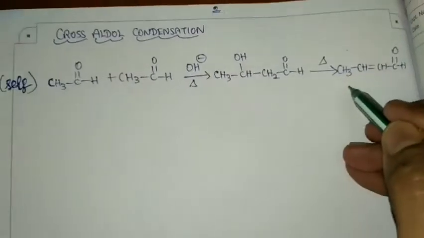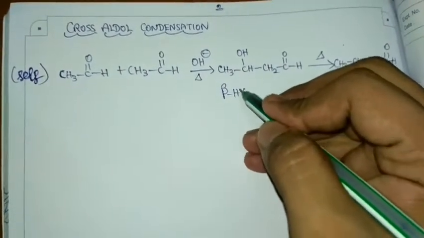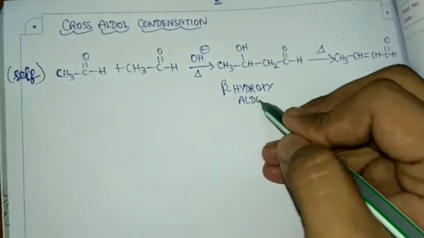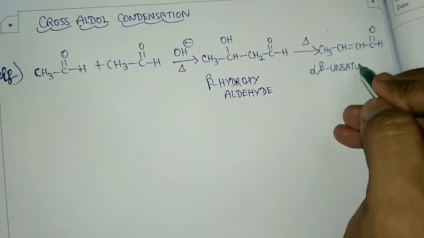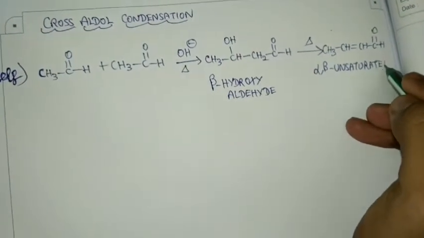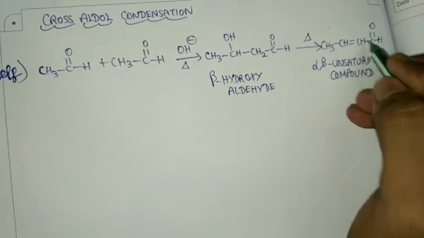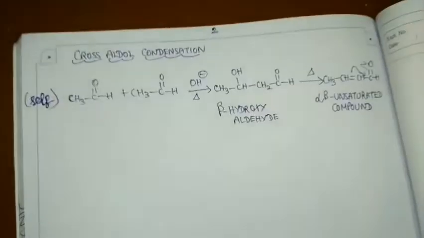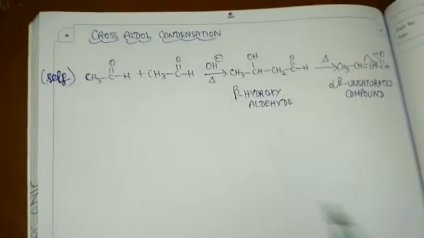This is what? This is an alpha beta unsaturated compound, right? This is a beta hydroxy aldehyde. This is an alpha beta unsaturated compound, basically an aldehyde or ketone also here. So do you see the resonance taking place over here? So only an alpha beta unsaturated compound is the product of aldol condensation. Remember that. So now we come to the cross aldol condensation.